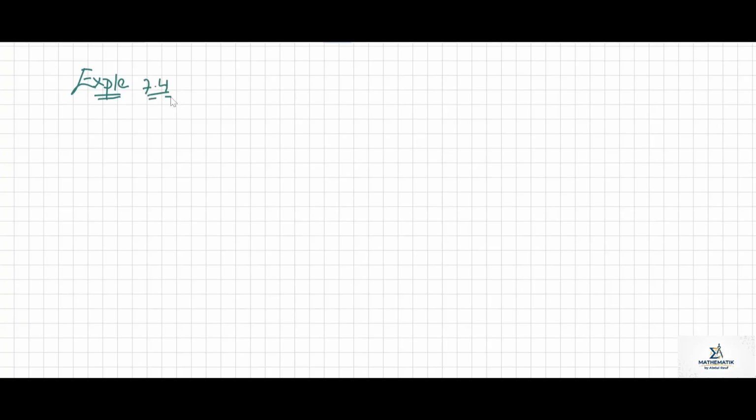Example 6.4, what does it say? Write these in fractions. So some kind of division form like this: a divided by b, where b is not equal to 0.